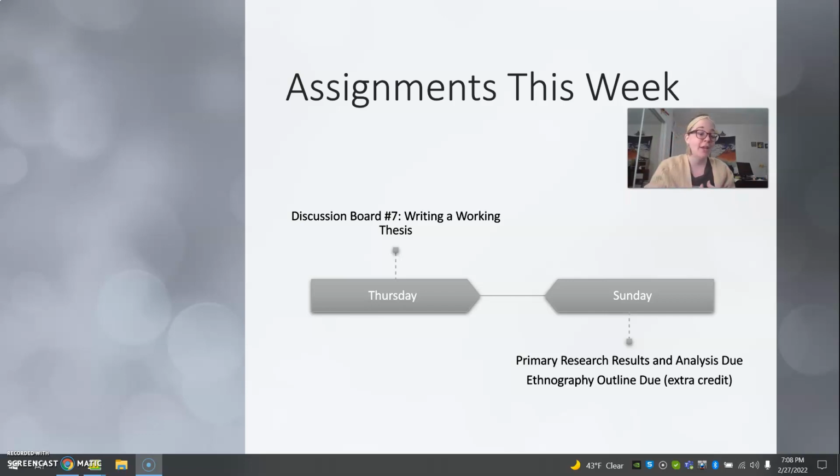The outline is hugely beneficial. I encourage everyone to do the outline, but I'm offering it for extra credit because I readjusted our primary research and I didn't want to overwhelm you all. But I think it's still important to pre-plan before we draft your research paper. We're going to talk about each of these assignments in a little more detail. Let's start first with a working thesis.